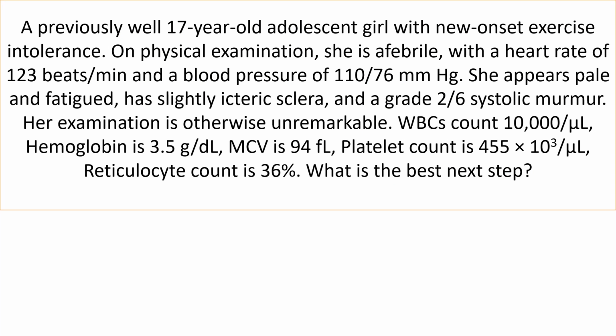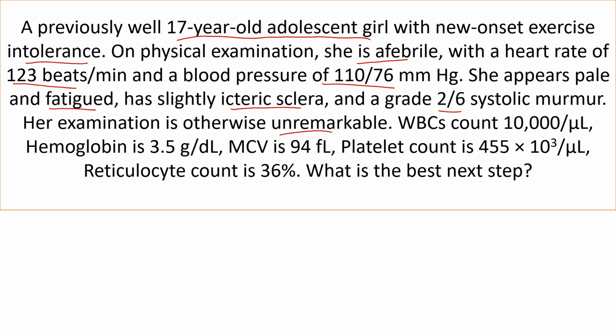A previously well 17-year-old adolescent girl with new onset of exercise intolerance. On physical examination, she's afebrile with a heart rate of 123 beats per minute and a blood pressure of 110/76. She appears pale and fatigued, has slight icterus, jaundice, and a 2/6 systolic murmur. Her examination is otherwise unremarkable.